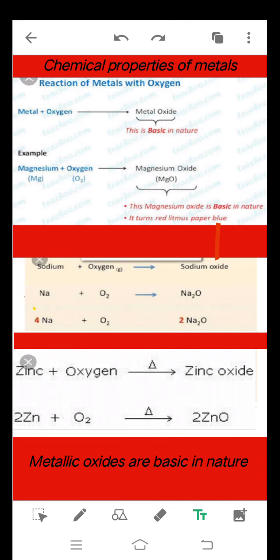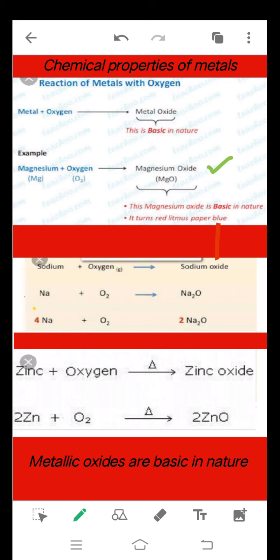The first chemical property of metals is the reaction of metals with oxygen. It is seen that metals react with oxygen to form their oxides, and these oxides are usually basic in nature. For example, magnesium reacts with oxygen to form magnesium oxide. Magnesium oxide is basic in nature because it turns red litmus paper blue.